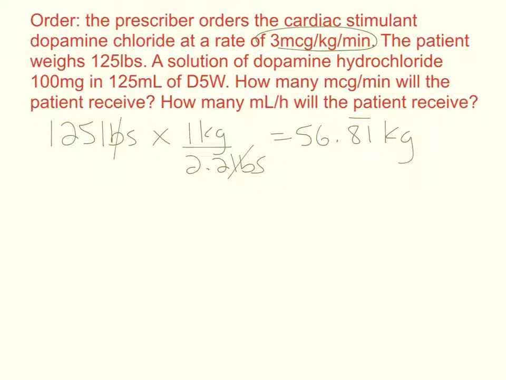Okay, so now that we know that the patient is approximately 56.81 kilograms, we're going to determine how many micrograms of this drug this person is going to receive. So we're going to take that order of 3 micrograms per kilo per minute and multiply it by what this patient weighs in kilos to determine how many micrograms of dopamine hydrochloride they will receive.